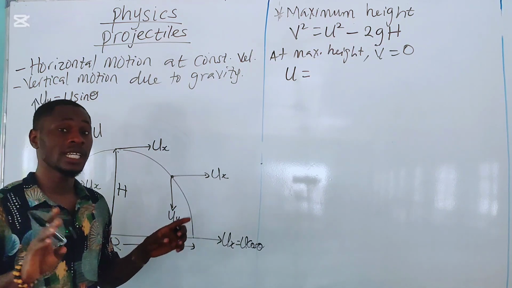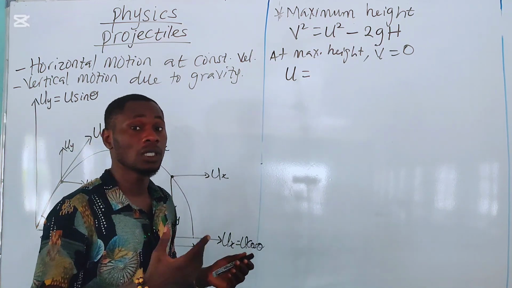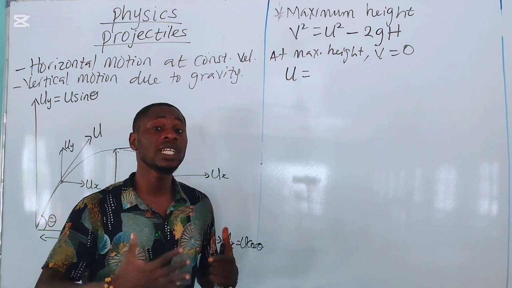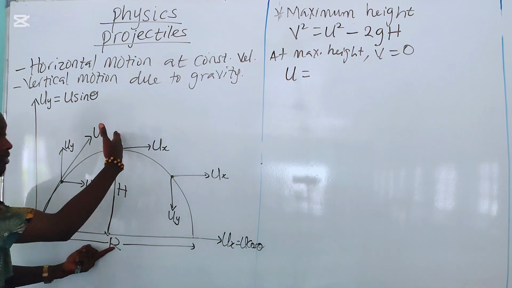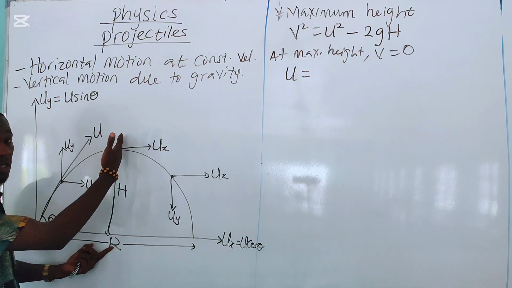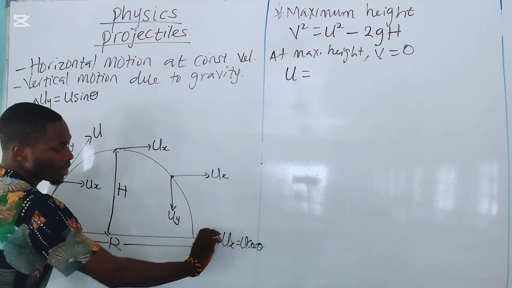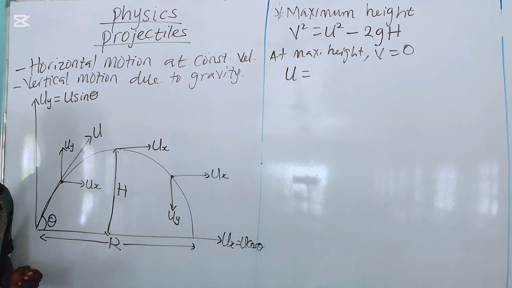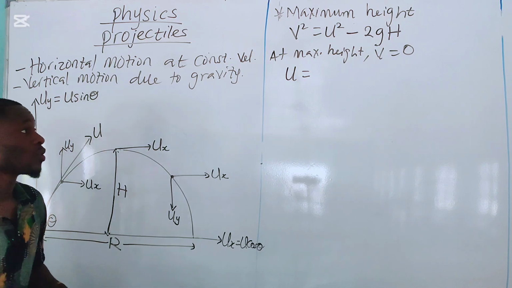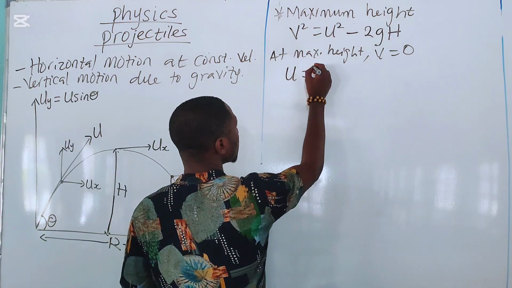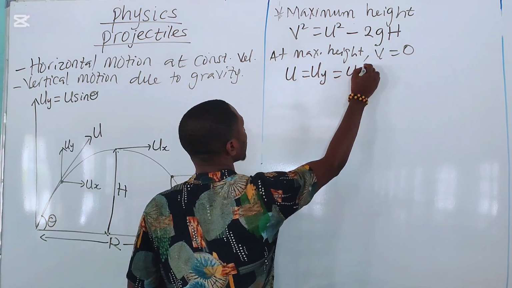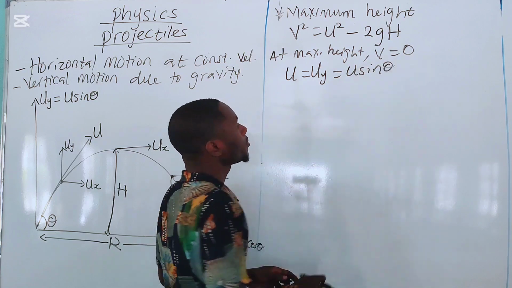Remember we said that the vertical component only affects the vertical height of the object, whereas the horizontal component only affects the horizontal distance moved by the projectile, or the range of the projectile. So u is still the same thing as u of y, which is u sine theta.